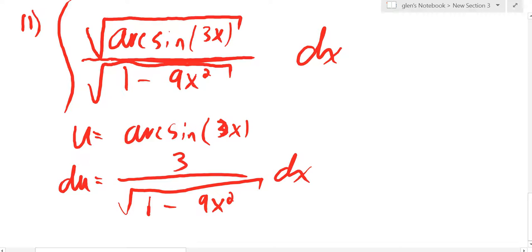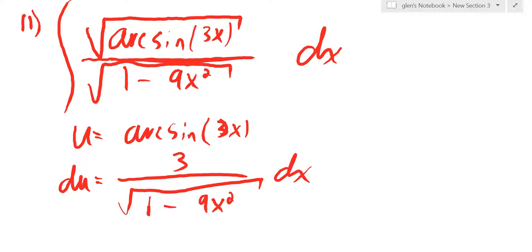How come the u doesn't have the square root in it? U doesn't have to have a square root. Because look, when we plug that u back in there, we're going to have the square root of u. Well, that's just u to a power, and we can integrate that. That's fine. You don't have to take the square root as your u. Sometimes you do, but sometimes you don't.